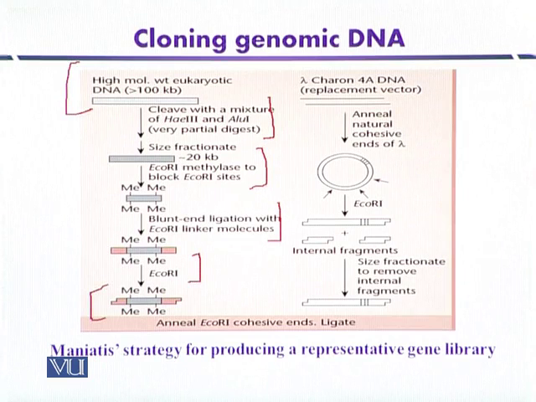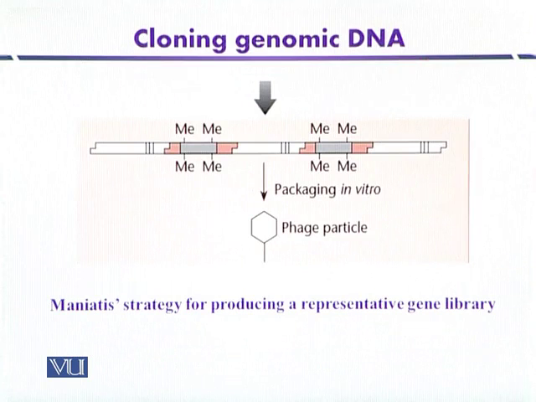On the other hand, a lambda replacement vector like Charon 4A is used as a cloning vector, and it is digested with EcoR1, so that sticky ends are produced and internal fragments are discarded. Then the cohesive ends of the bacteriophage lambda are ligated with the source DNA. In the next step, the source DNA, now ligated within the cos sites of bacteriophage lambda, is used for in vitro packaging. Now phage particles are produced that can be used to infect E. coli or other suitable host organisms.